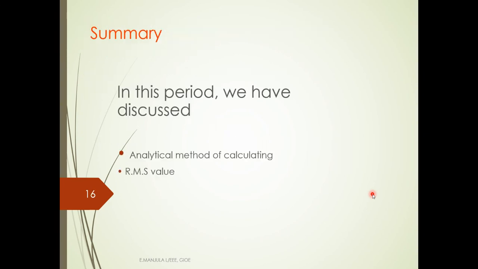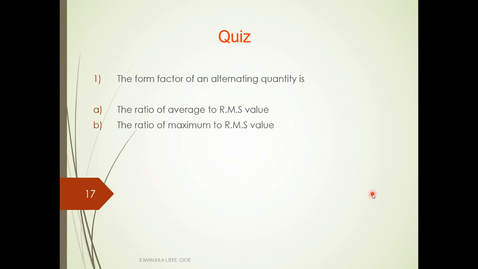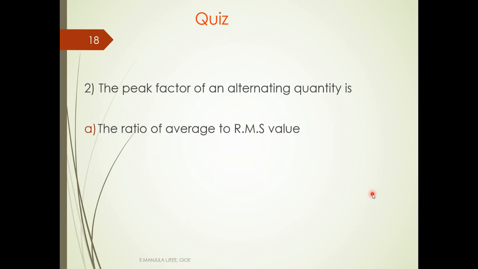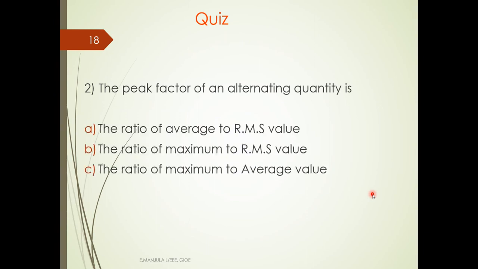So in this session we have discussed the analytical method of calculating RMS value and average value, form factor and peak factor. So we will go for the quiz points. The form factor of an alternating quantity is the ratio of RMS value to average value. The peak factor of an alternating quantity is the ratio of maximum to RMS value.